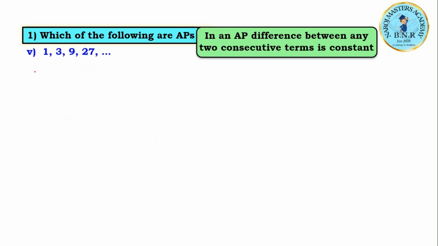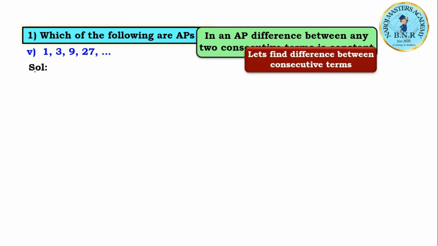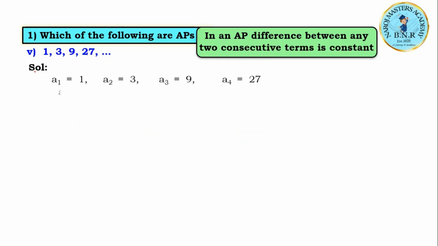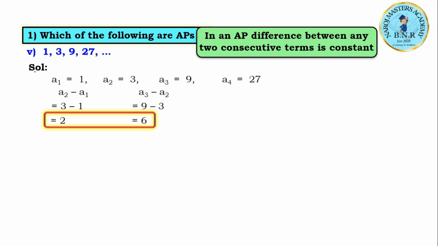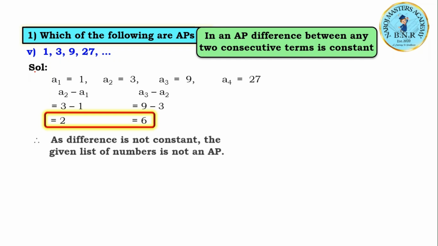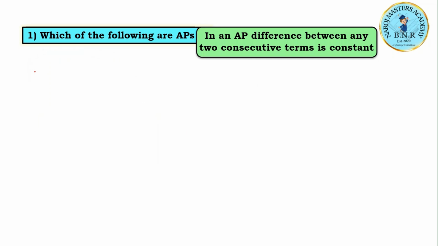1, 3, 9, 27. So it is not an AP because the difference is not the same. You can list out the numbers A1, A2, A3, and A4. A2 minus A1, 3 minus 1, is 2, and A3 minus A2, 9 minus 3, is 6. So the common difference is not the same, which means the given list of numbers is not an AP.